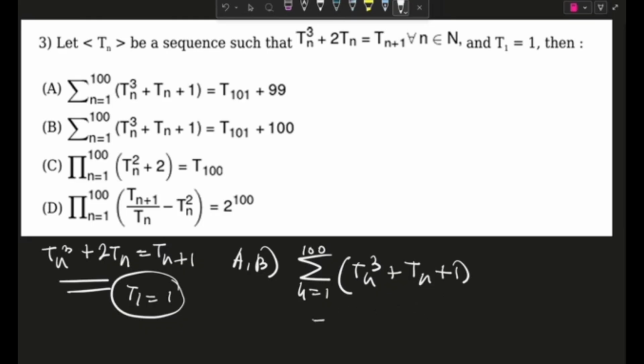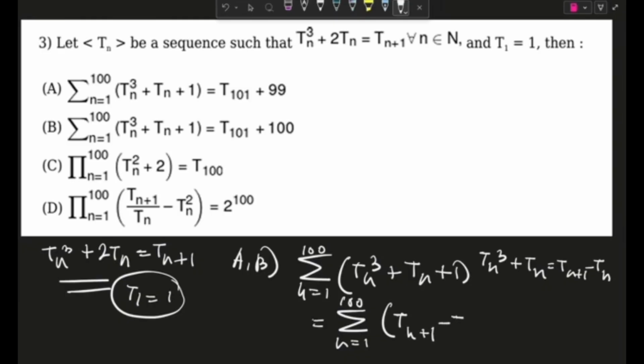So basically for this particular question, we can write Tn cube, and I will take one Tn to that side. So Tn cube plus Tn will be equal to Tn plus 1 minus Tn. And now you can add 1 to both sides, so you will have this particular expression: sigma n equals 1 to 100, and this thing is Tn plus 1 minus Tn plus 1.